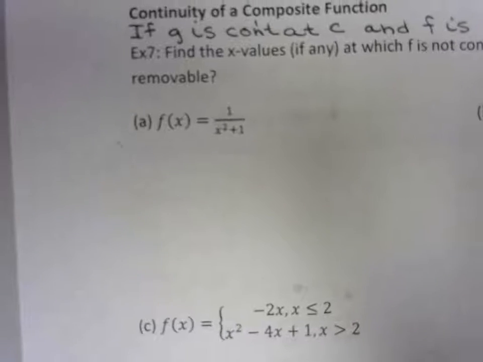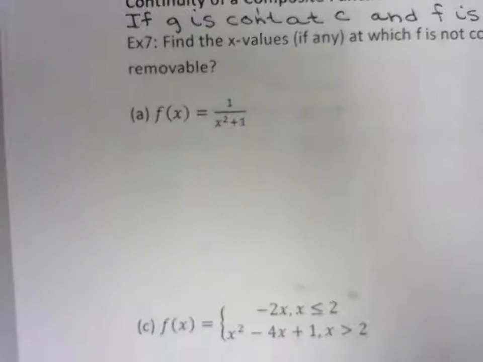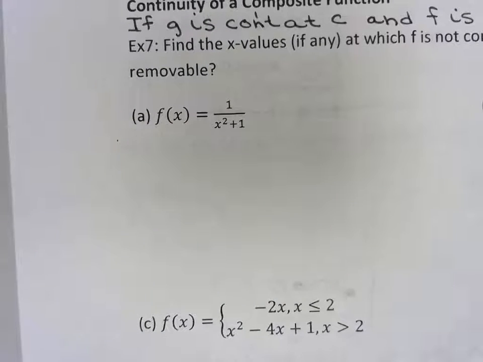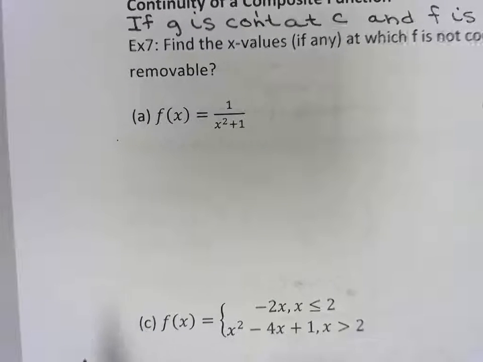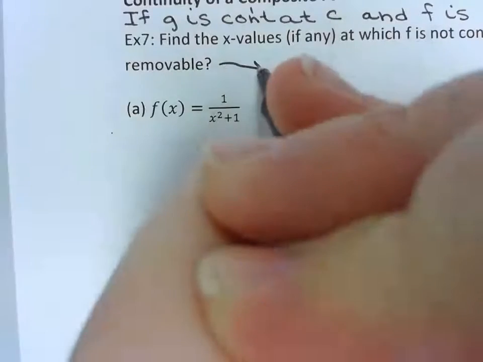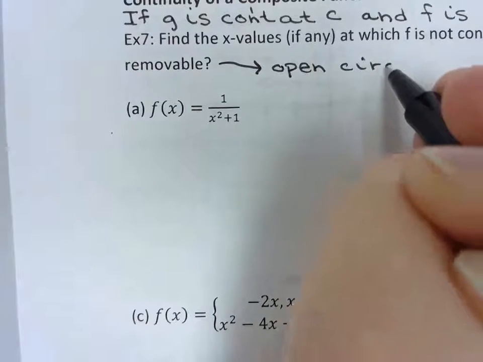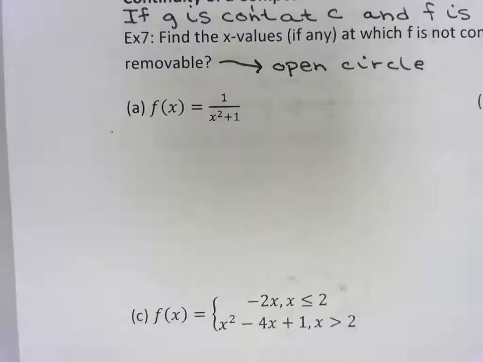As I look at part A, I have a rational function, 1 over x squared plus 1, and I want to find the x values, if any, at which f is not continuous, and then which of the discontinuities are removable. When I say removable, I'm saying an open circle. So removable would be like a hole or an open circle, not an asymptote. An asymptote would not be considered removable.